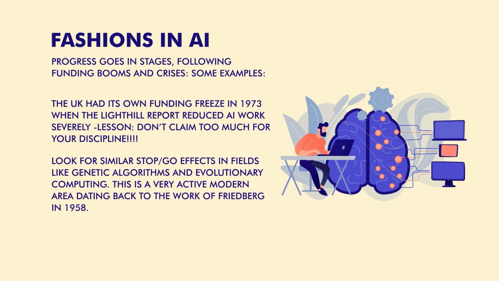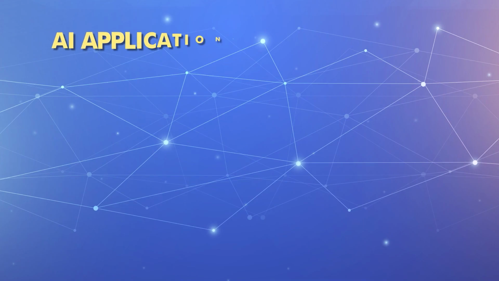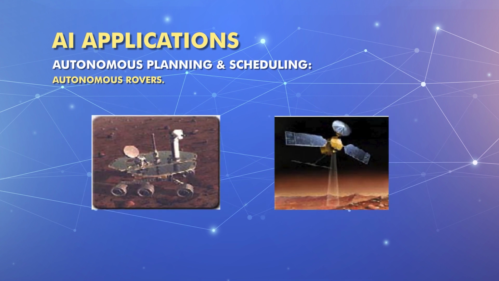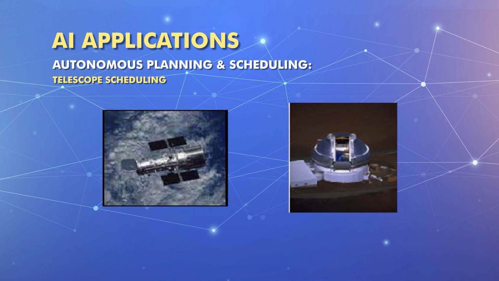Look for similar stop and go efforts in the field, like genetic algorithms and evolutionary computing. This is a very active modern area dating back to the work of Friedberg in 1958. Here we have different AI applications: autonomous planning, autonomous rovers. AI applications: autonomous planning and scheduling, telescope scheduling.